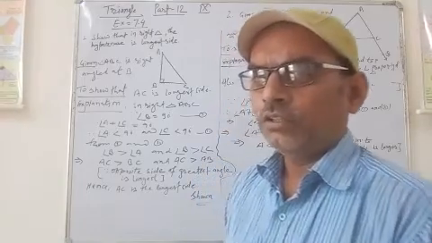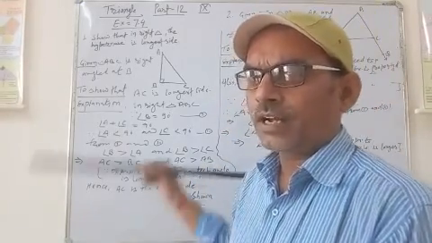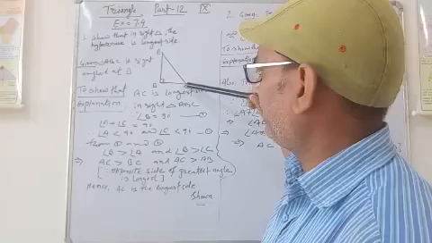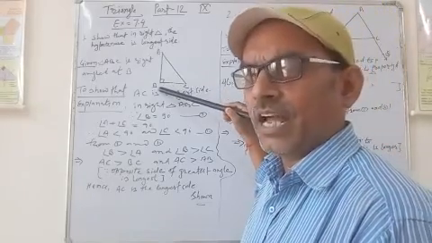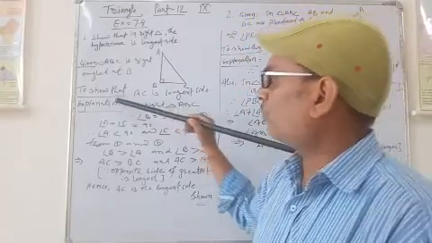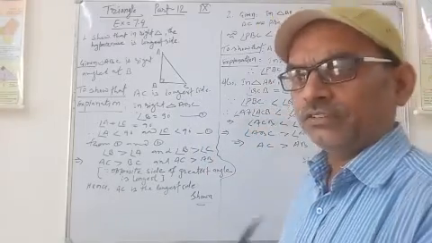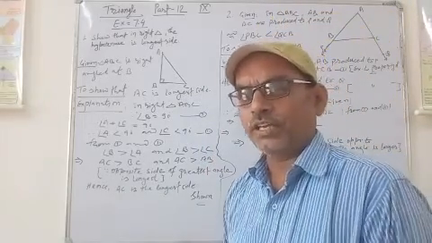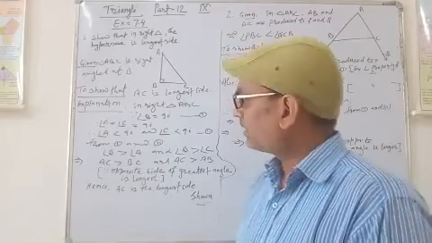So first of all we take a right angle triangle ABC, in which angle B is right angle. We have to show AC is the longest side.